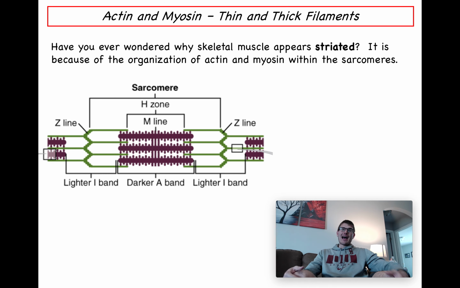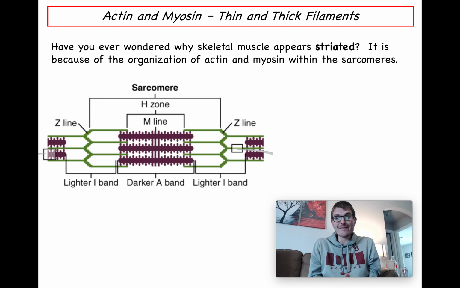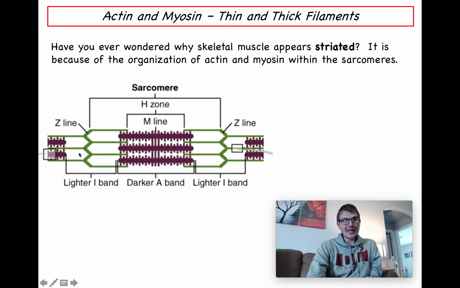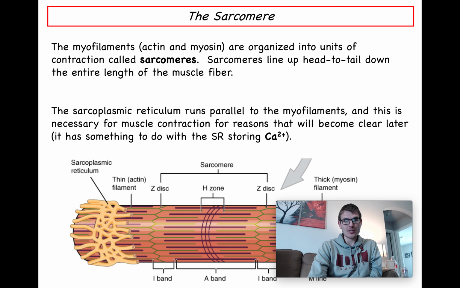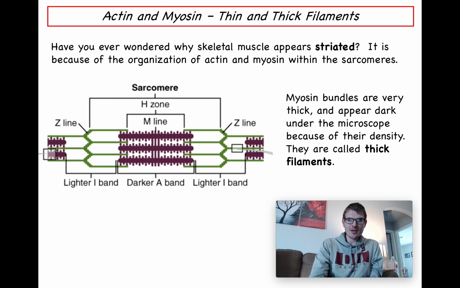It turns out we can kill 2 birds with 1 stone here. We can learn about the filament organization in skeletal muscle all at the same time as understanding why skeletal muscle appears striated. The answer to both questions is the same. What you're looking at here is 1 sarcomere in a skeletal muscle fiber. Let's go back real quick. That sarcomere is this to here, right here. So that's 1 sarcomere, and we're just looking at a slightly different representation of it here.